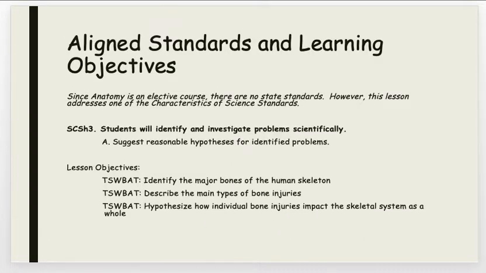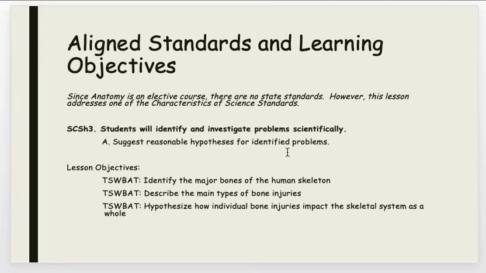This student had a particular circumstance going on because anatomy is an elective course. There were not any aligned state standards. This student was, of course, in my online class, so they were from Georgia. So they focused on Georgia's characteristics of science standard, which is first listed up here, but they really emphasized these lesson objectives. Okay, so students will identify and investigate problems scientifically.